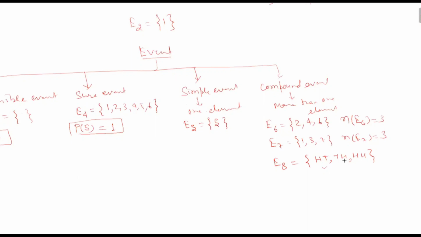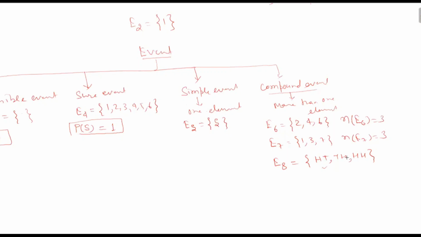If the first shows a tail and the second shows a head, the event has happened, or if both heads come, the event has happened. Any of these happening means the event has happened. A compound event is just a name given, nothing serious about it. It is just an event which has got more than one element.